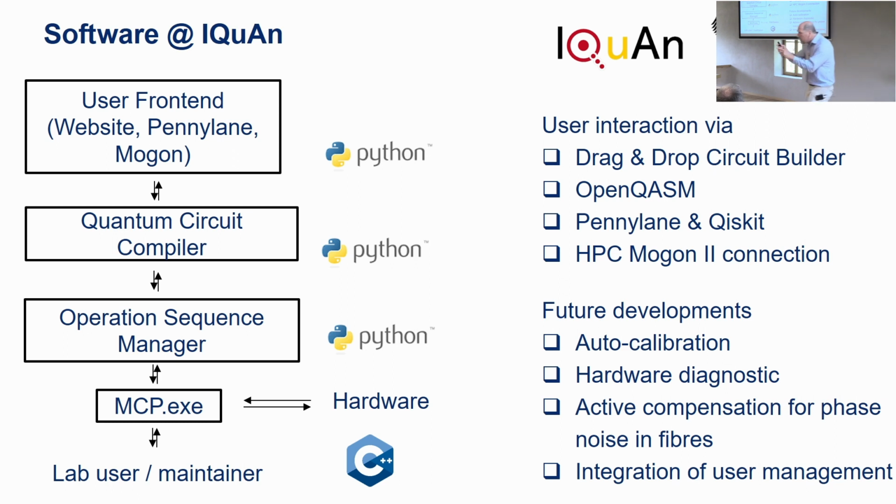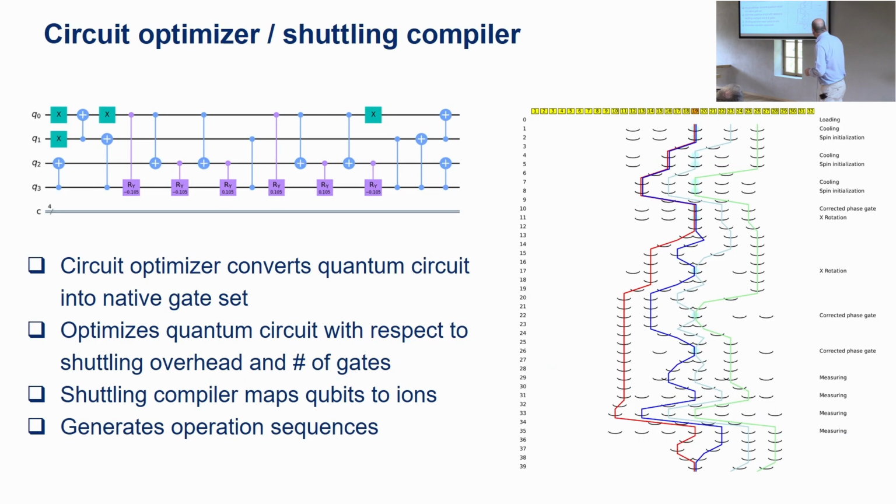And then we need to shuttle these ions also. So that is the shuttling compiler and the quantum compiler that is then going to a manager addressing all the instrumentation like the radio frequency sources, DC voltages, and so on, a much more C++ platform here that takes into account basically all the hardware, including programming the FPGA, what it has to do, and so on.